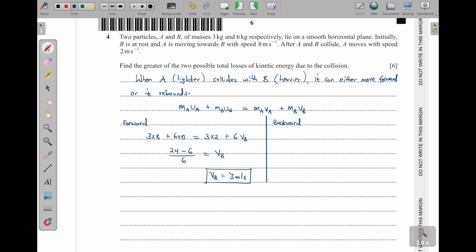Okay, and then for backward, we have 3 times 8, then of course plus 6 times 0. Then since A moves now backwards, that means its velocity here is negative. It's moving in the opposite direction. Then 6 times VB here. So here we have 24, then we shall add 6, then we shall divide by 6 to get VB, and then the VB here is going to be equal to 5 meters per second.